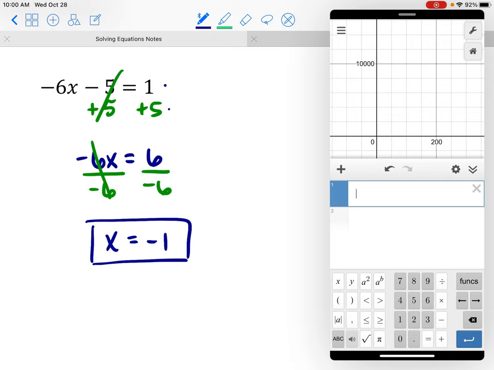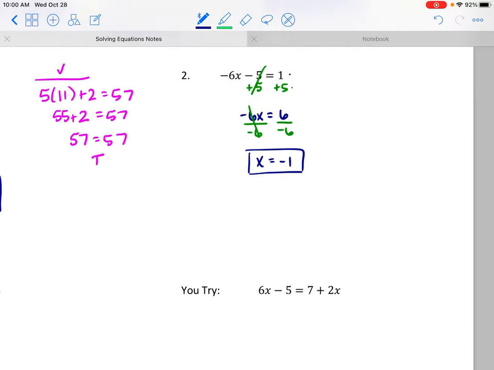All right, now if you want to use your calculator also, it can help you check your work. So if I wanted to plug the negative 1 back in, I could also do that in my calculator. So negative 6, if I plug negative 1 in that we're saying is the solution, and then if I subtract 5, it should be equal to 1, and it is. So you can also use your calculator to verify. Okay? All right, moving right along.